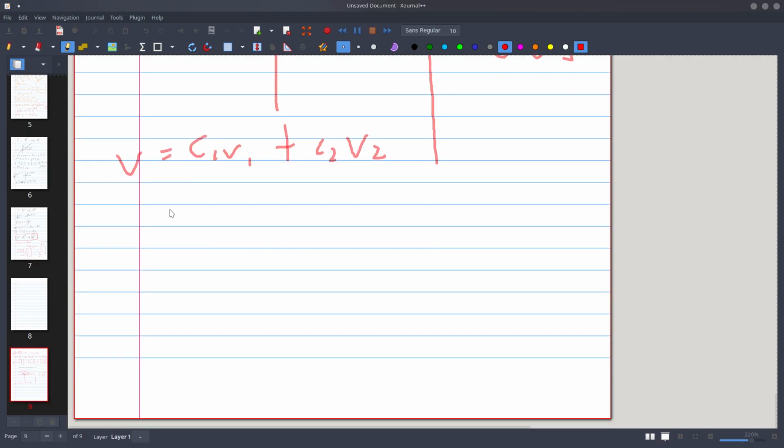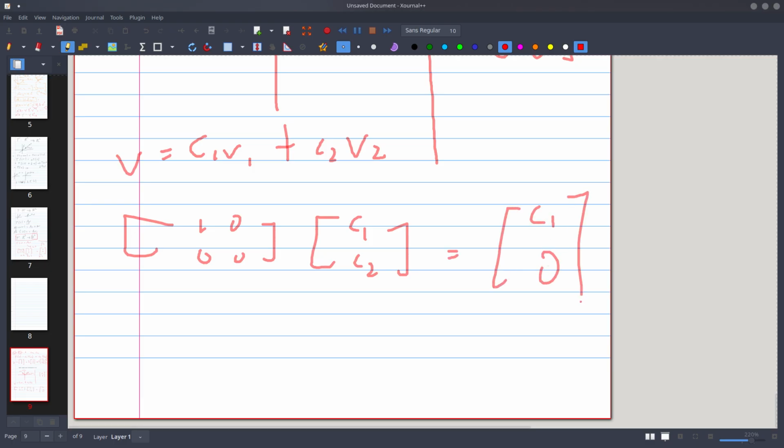Alright, this is fairly straightforward. And so the matrix here is actually just 1, 0, 0, 0. If you multiply this by C1, C2, then you're going to get C1 and 0. Okay, this is fairly straightforward. There's nothing too complicated going on here. And so I suppose this is just an example.